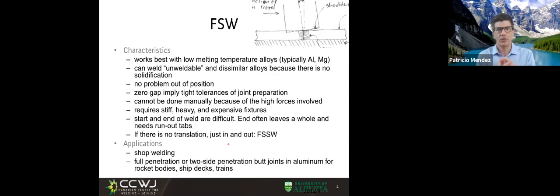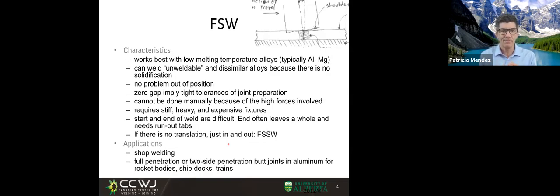The typical joint configuration here is a square butt joint with zero gap. If there is any gap, typically it will end up becoming a porosity or some sort of problem, right? And that means the tolerances are very tight. So for friction stir welding, we typically have to machine the joint preparation. It's not that you go and flame cut it happily as we often do with steel.